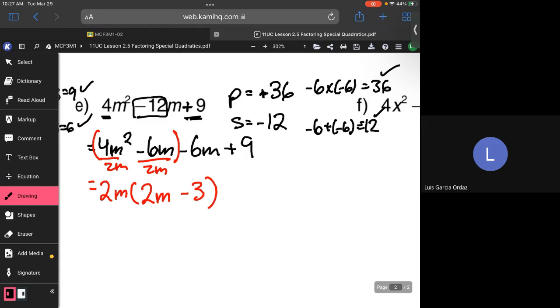So we're going to get the same answer you got anyways. So then we look at negative 6m and positive 9. What's the greatest common factor? Positive or negative? Negative 3. So we're left with 2m minus 3. So what's my final answer going to be?